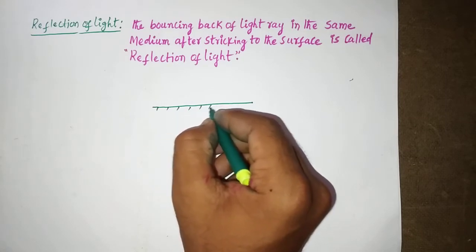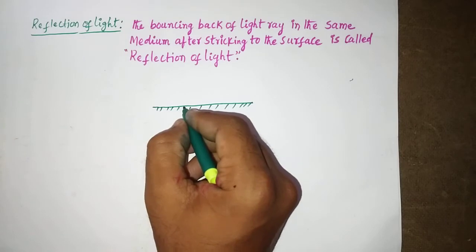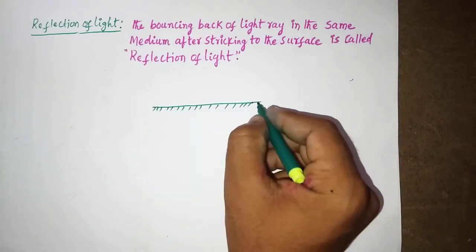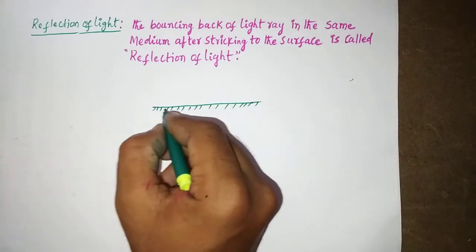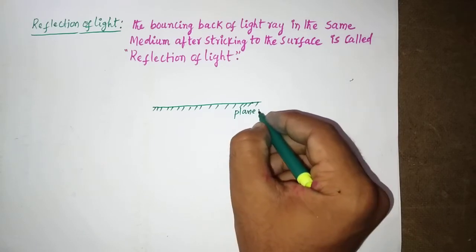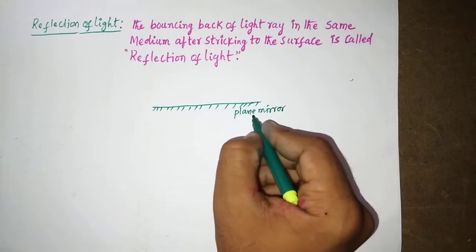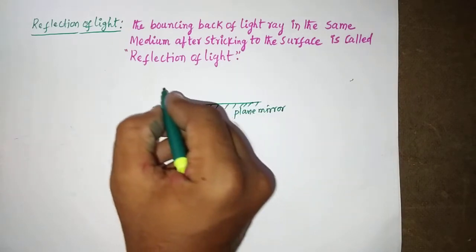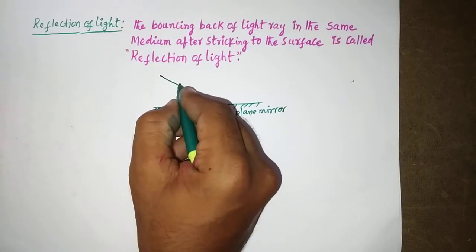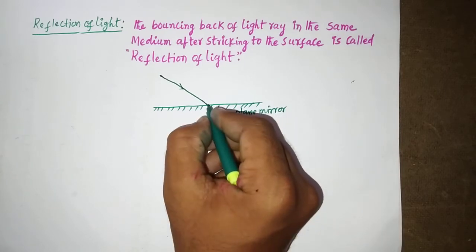Let us take this plane mirror. In earlier classes we have learned about the plane mirror. To understand the phenomenon of reflection of light, we need to consider the plane mirror, and let us consider a light ray which is incident on the plane mirror.